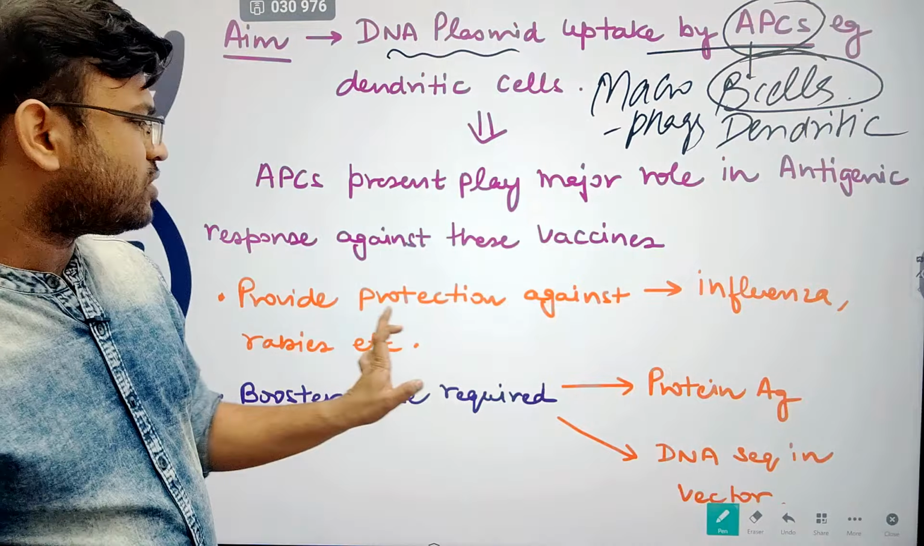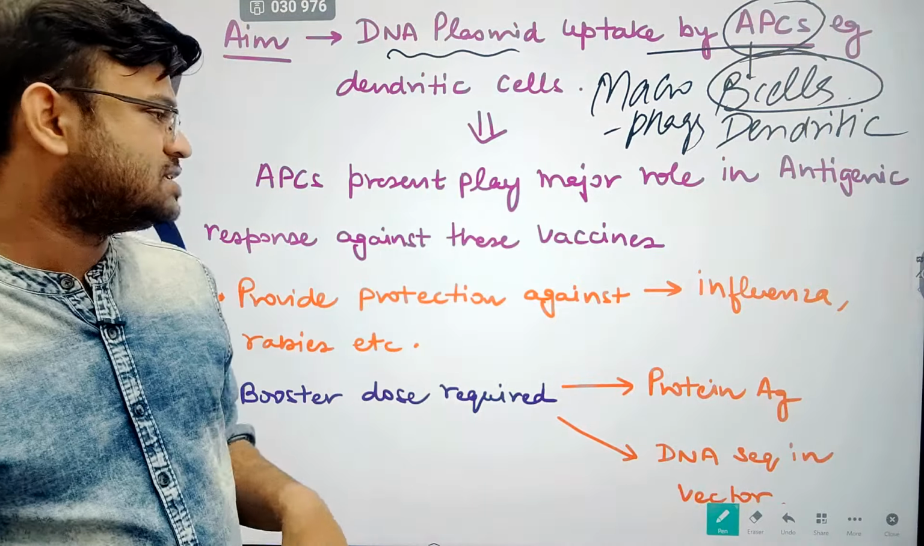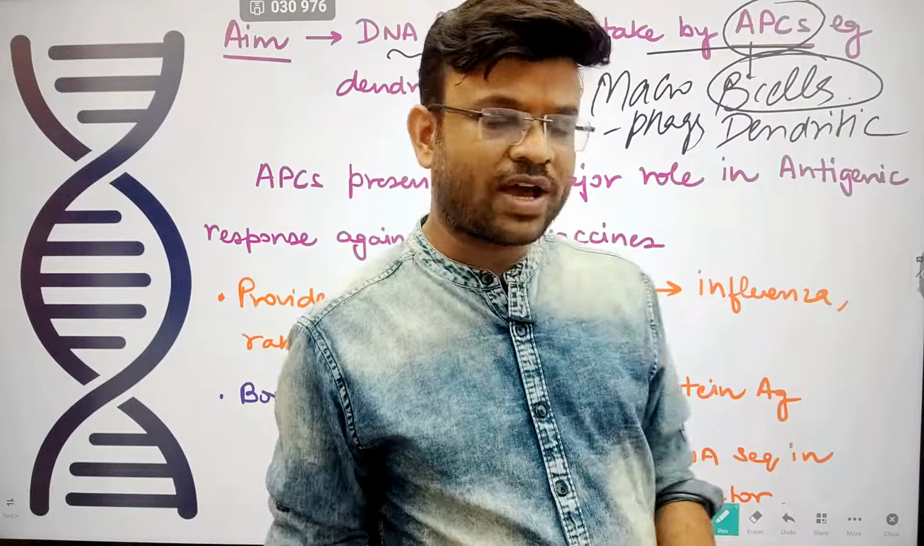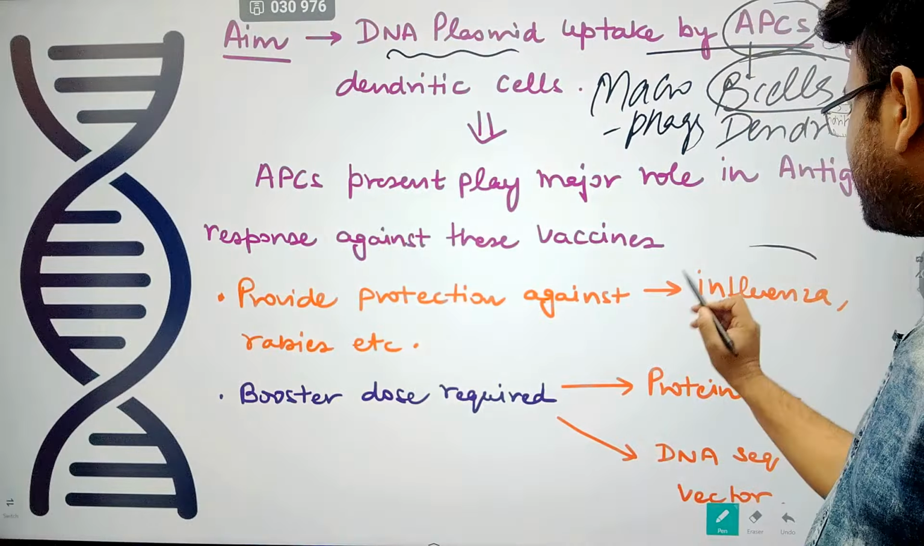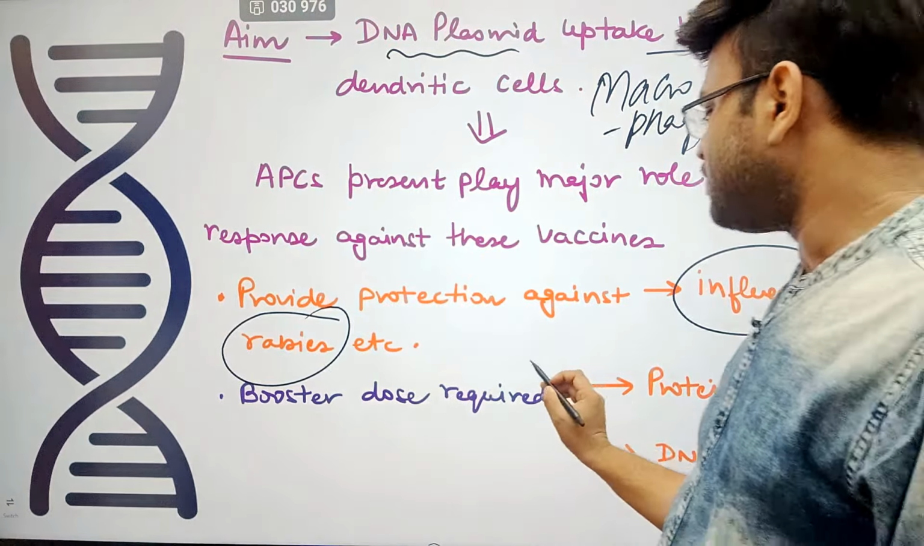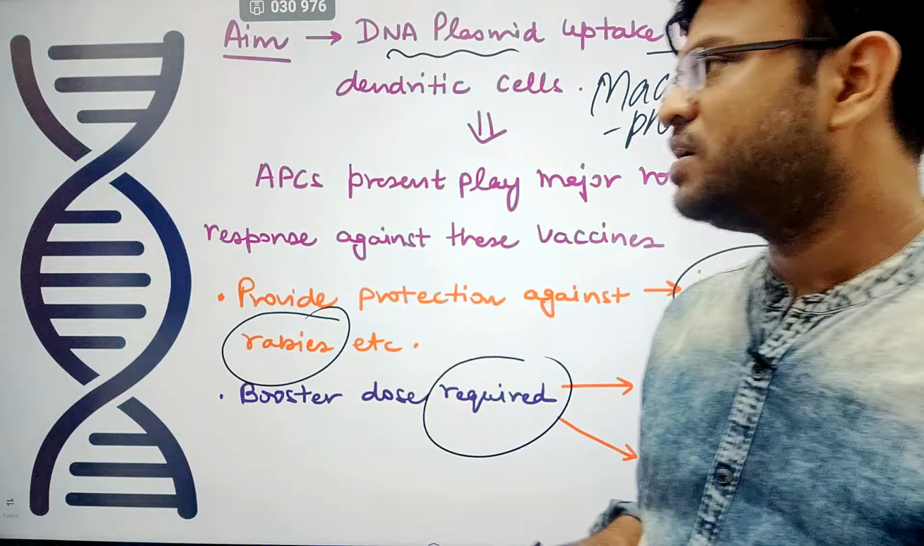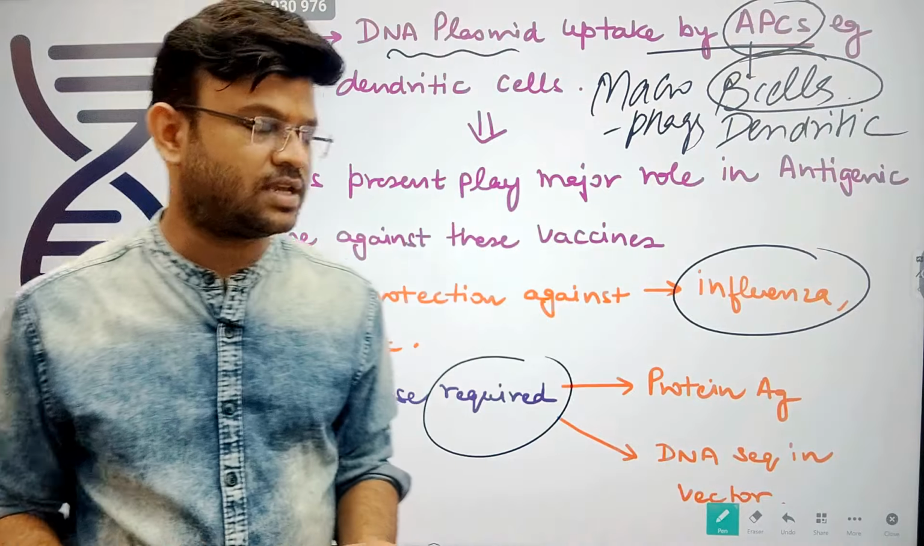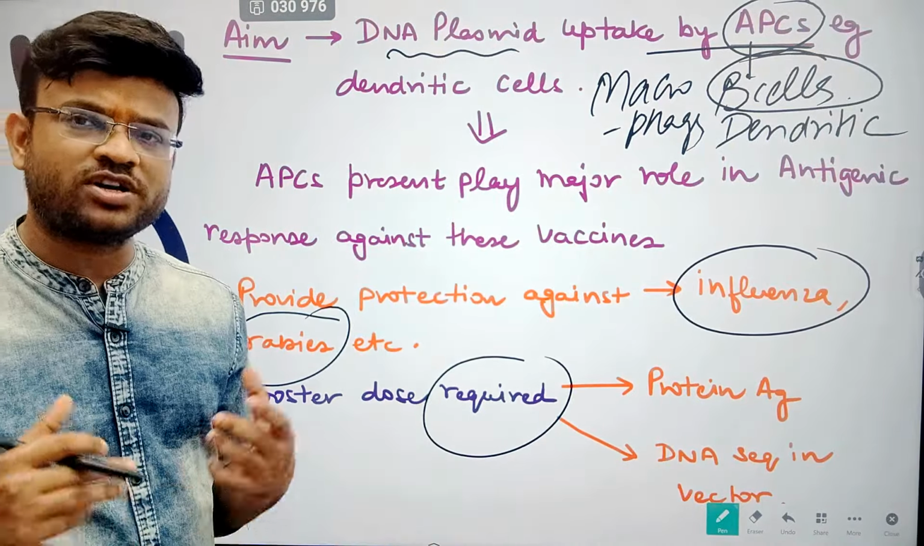Now, these provide protection against influenza, rabies, etc. These DNA vaccines have been majorly used against influenza and against rabies. Booster doses have also seemed to be required. Now, you should be giving booster doses in case of the DNA, and what should the booster doses contain?